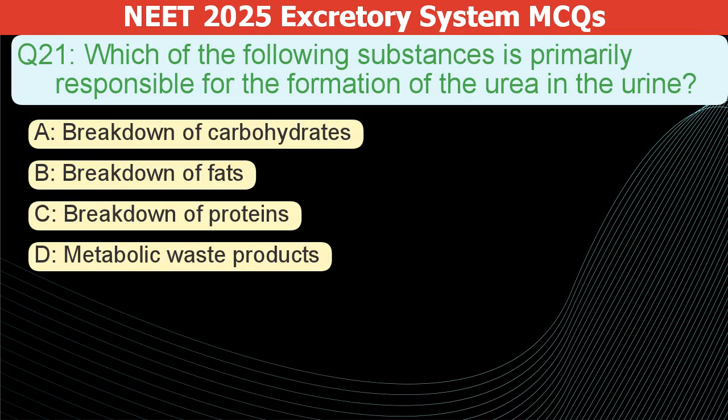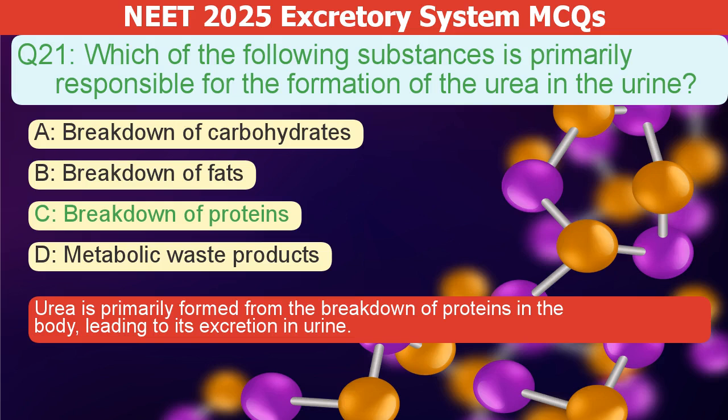Which of the following substances is primarily responsible for urea formation in urine? A. Breakdown of carbohydrates. B. Breakdown of fats. C. Breakdown of proteins. D. Metabolic waste products. The correct answer is C. Urea is primarily formed from the breakdown of proteins in the body, leading to its excretion in urine.